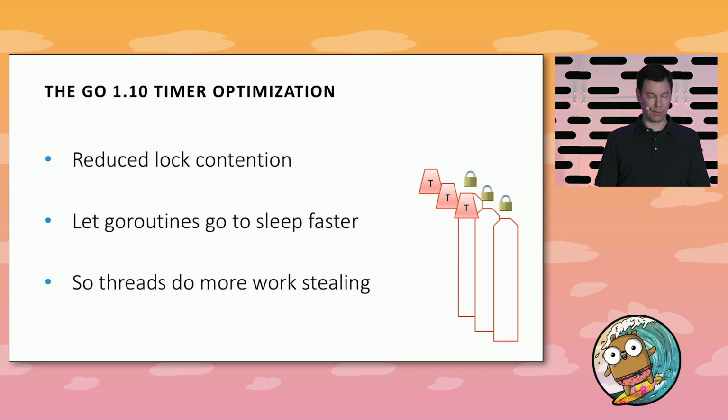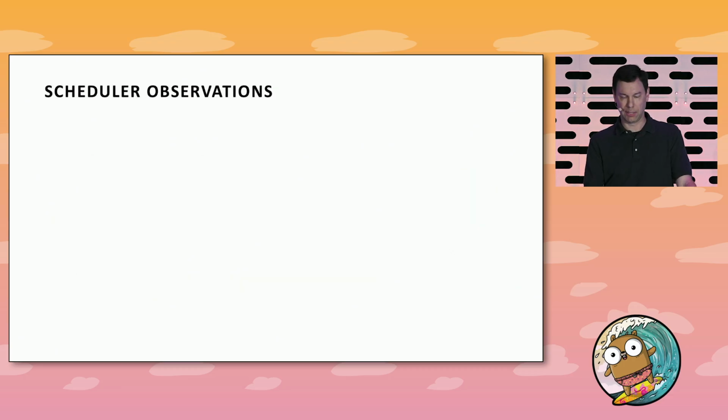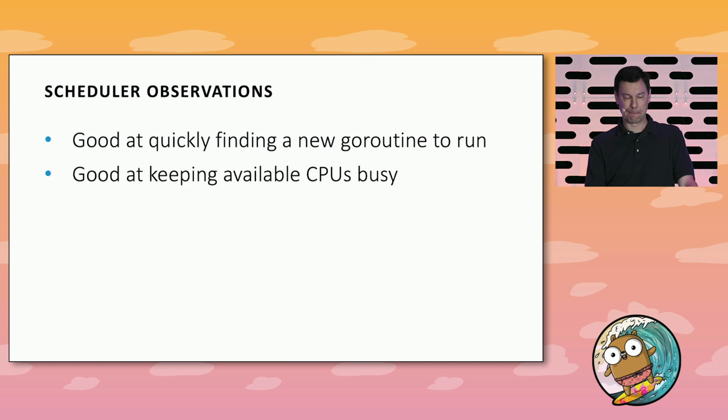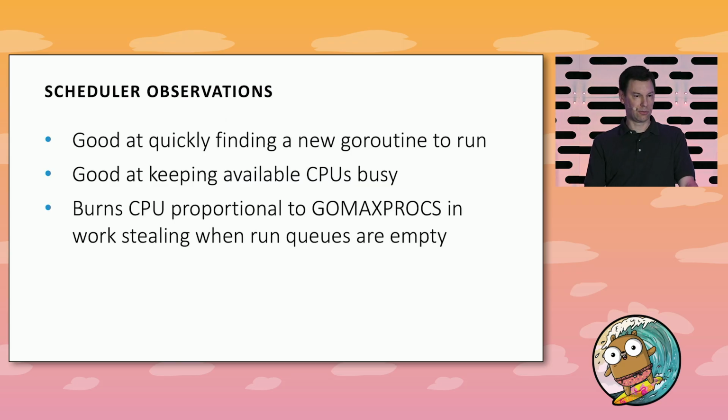So let's make some observations about the scheduler now after having gone through that. It's good at quickly finding a new GoRoutine to run. It's good at keeping available CPUs busy. It also can spin some cycles on the CPU when work stealing is happening and your queues are empty, because it's looking through them all 4 times, and the more of them you have, the longer that will take. The more Ps you have, the bigger your GoMaxProcs, the more work stealing has to do.